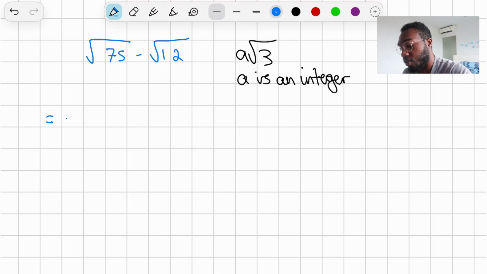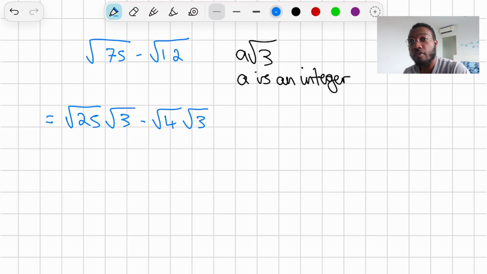So we can rewrite the square root of 75 as the square root of 25 times the square root of 3. And again, with the root 12, find a square number factor. That would be 4 times 3. So this one would be minus the square root of 4 times the square root of 3. Okay? If we simplify this down, the square root of 25 is 5, so this would be 5 root 3 minus the square root of 4, which is 2, so that would be 2 root 3.